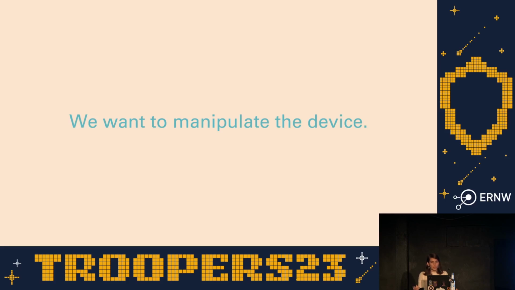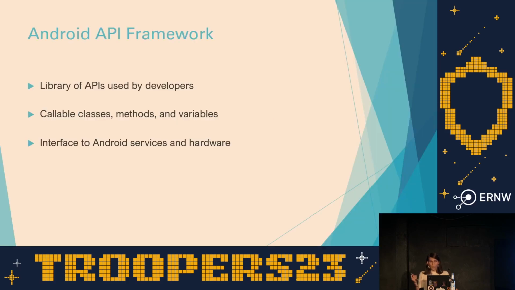Now we can draw shapes and we can print the Fibonacci numbers, but what if we want to manipulate the device? We have to use something called the Android framework. So what is the Android framework? It's basically just a collection of APIs, classes, methods, variables that we can call inside of our Android code as Android developers so that we can interface with the underlying device services and hardware and manipulate the device and potentially do some shady behavior. This is how we're going to interface with anything important inside of Android.